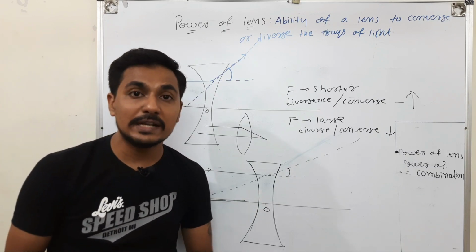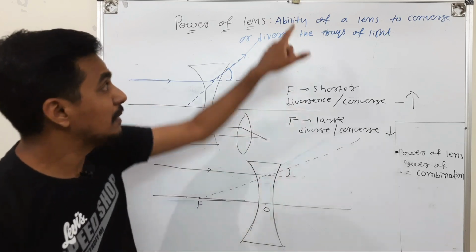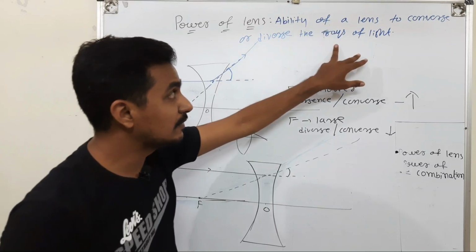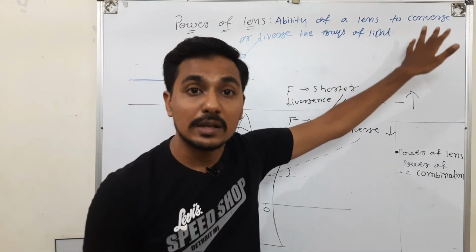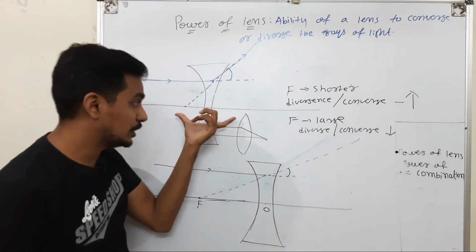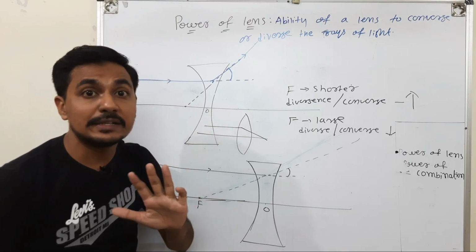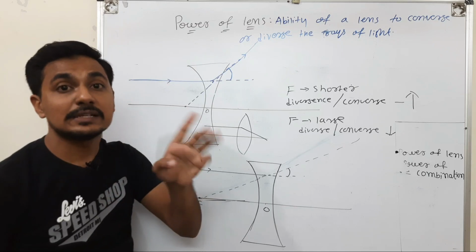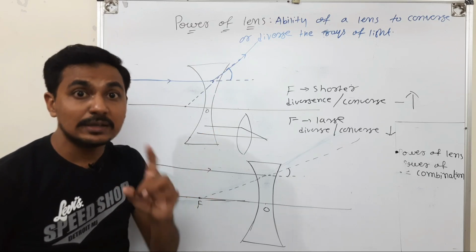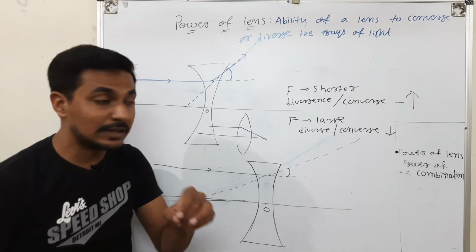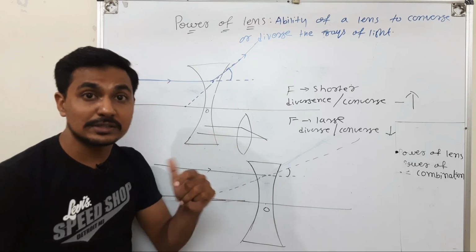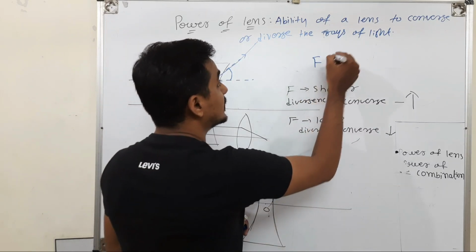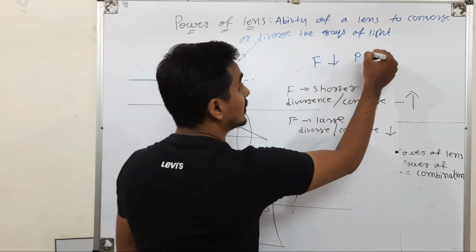The power of lens means it is the ability of a lens to converge or diverge the rays of light. So for the shorter focal length, the ability is large. Shorter focal length, power to diverge or power to converge is large. It means if focal length is smaller, power is large.